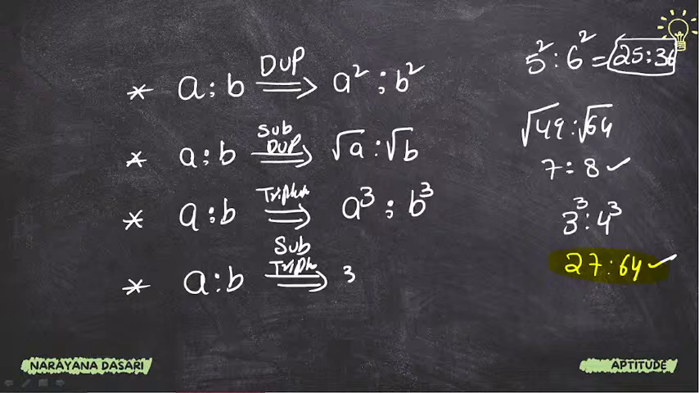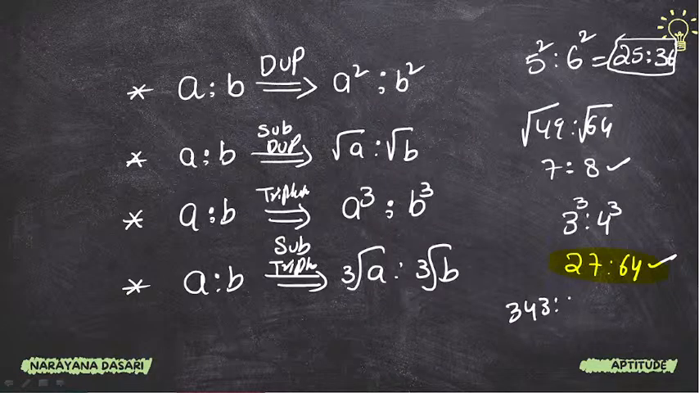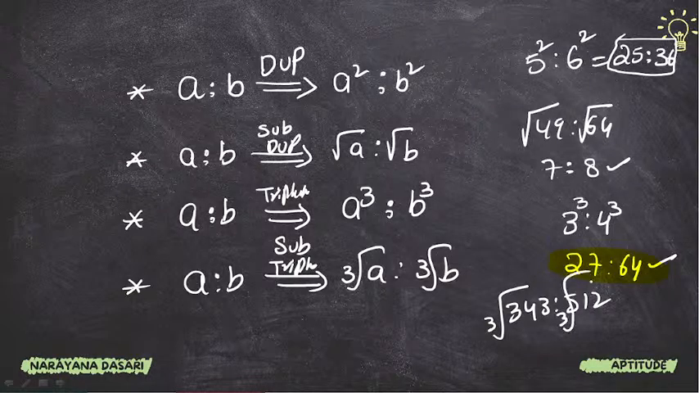Sub-triplicate ratio is the cube root of A is to the cube root of B. For example, 343 is to 512. So what does a sub-triplicate ratio mean? The cube root of 343 is to the cube root of 512.